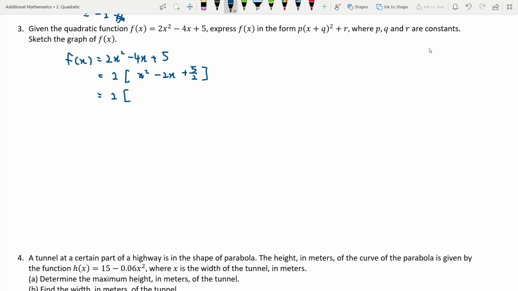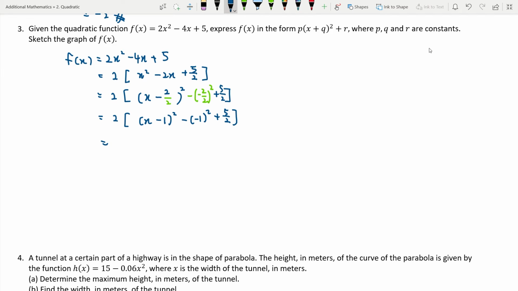Put the 2 outside. x is inside the bracket, the square is outside, minus b over 2. And we need to minus negative 2 over 2 squared. And don't forget about the 5 over 2. We simplify the function. 2 bracket x minus 1 squared minus negative 1 squared plus 5 over 2.